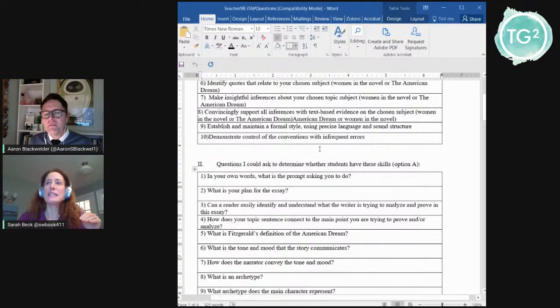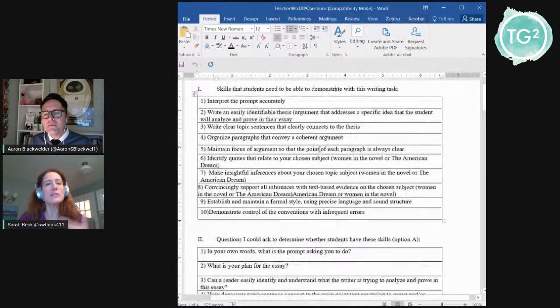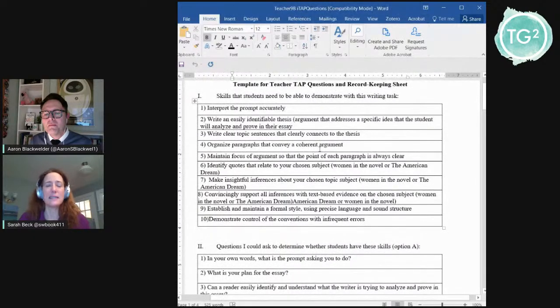So I have an example from a teacher here. This is for a literary analysis essay because I mostly work with English teachers as an English education professor. And the essay was an essay about Great Gatsby. But most of these really apply generally to any kind of literary analysis essay. And if you see, he had this list of 10 skills.